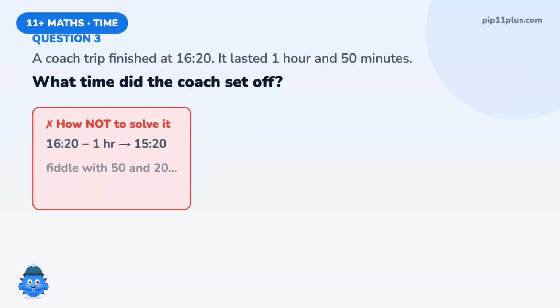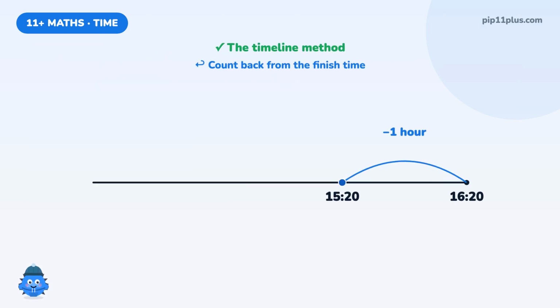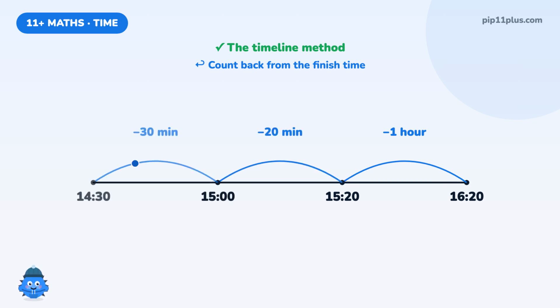Question 3 is the other way round. We know the duration and need the start. Don't do it in your head and invent a time like 1570. Use the timeline, working backwards. We finish at 16:20 and take off 1 hour 50. Take the whole hour off first, 15:20.